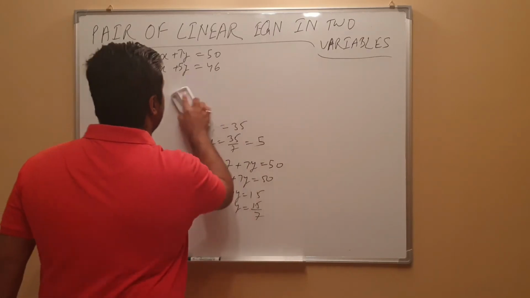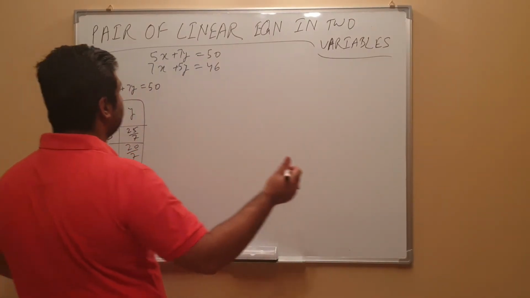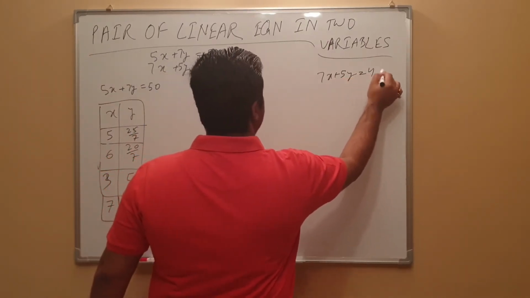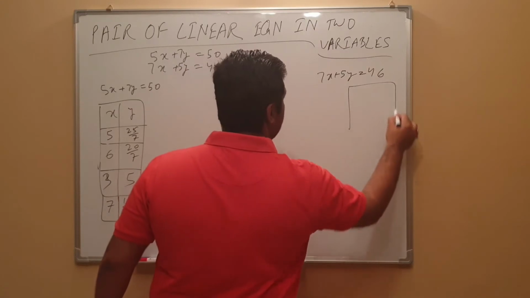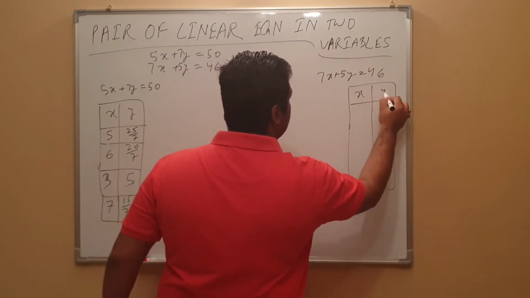Now quickly we'll do the next equation, which is 7x plus 5y equals 46. Again I'll make a table in terms of x and y.